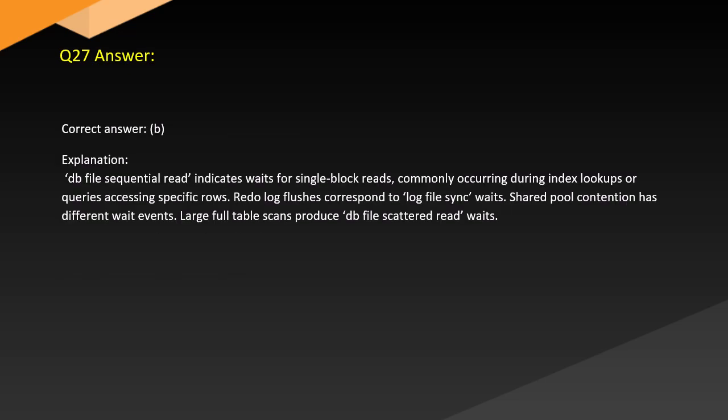Answer. Correct answer, B. Explanation. DB file sequential read indicates waits for single block reads, commonly occurring during index lookups or queries accessing specific rows. Redo log flushes correspond to log file sync waits. Shared pool contention has different wait events. Large full table scans produce DB file scattered read waits.